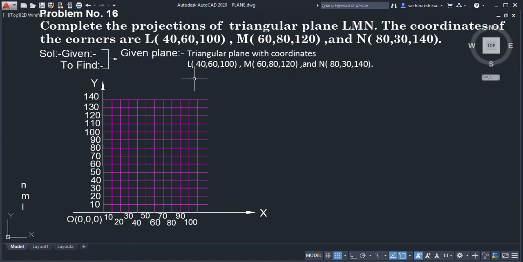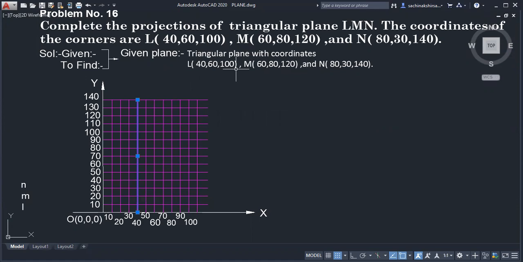So 40 is the first coordinate, which is the x coordinate. How to read this? x, y1, y2. The first coordinate will be of x, the second will be y1, and the other one will be y2. Suppose you want to locate 40. So x will be on the x-axis. You have to take the 40 line. So this will be the 40 line, whatever I have highlighted. The 40 line. Yes, sir.